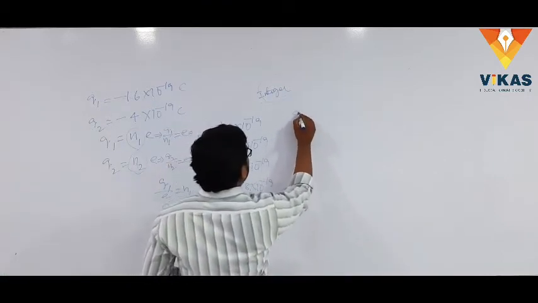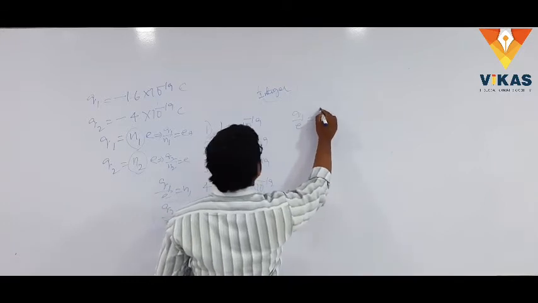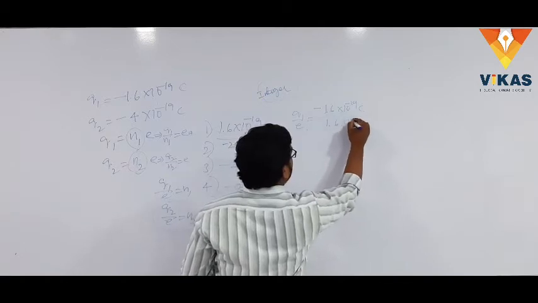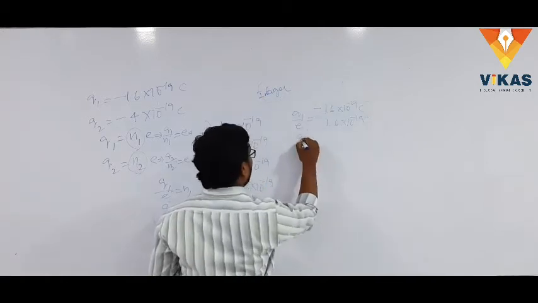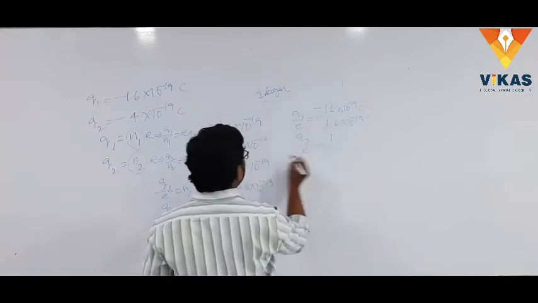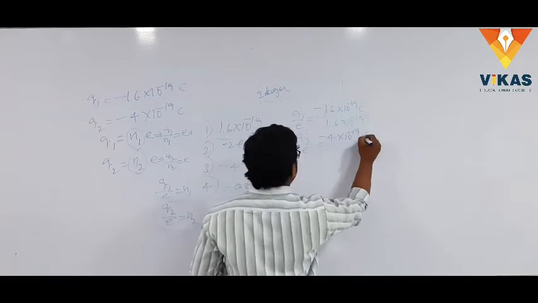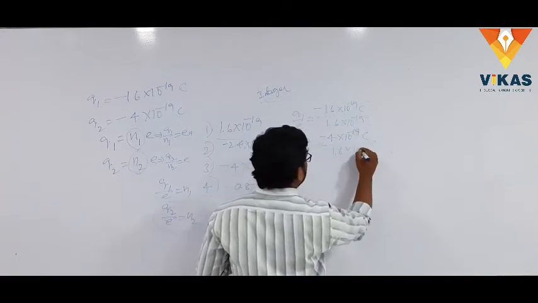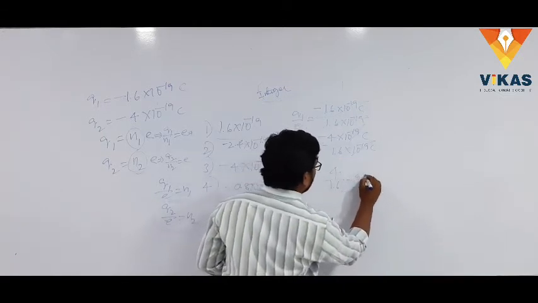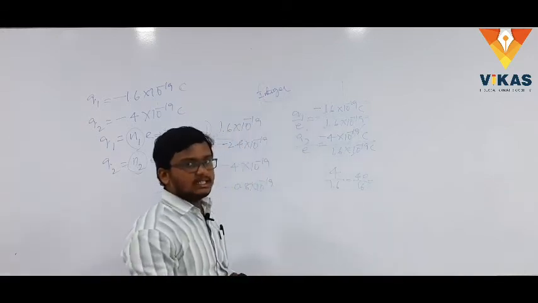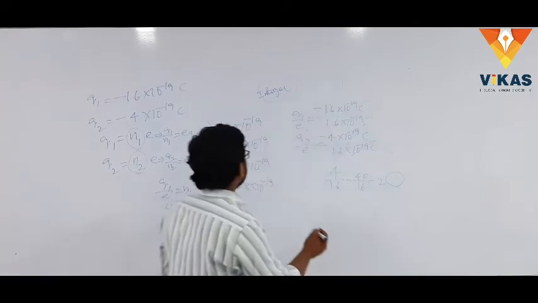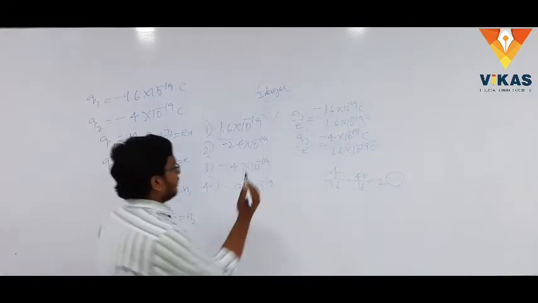So, if I take Q1 by E from the given option, minus 1.6 into 10 to the power minus 19 coulombs by 1.6 into 10 to the power minus 19, it gives 1, right? Then if I divide with Q2, what is Q2? Q2 is minus 4 into 10 to the power of minus 19 coulombs by 1.6 into 10 to the power of minus 19 coulombs. This one gets cancelled. 4 by 1.6 or 40 by 16 doesn't give you a single digit number. It is something like 2 point something, so this is not the correct option. Then we will go to the second one.